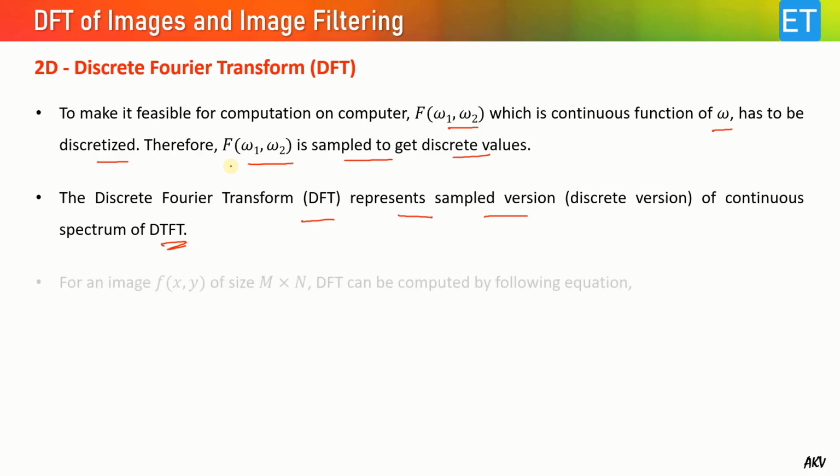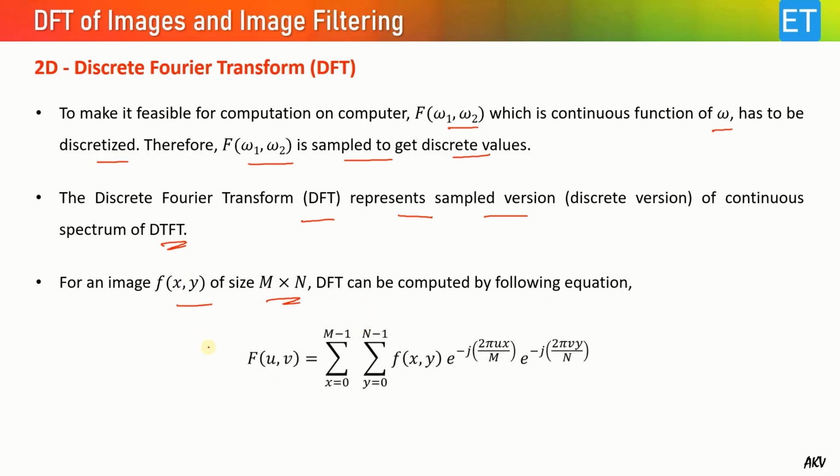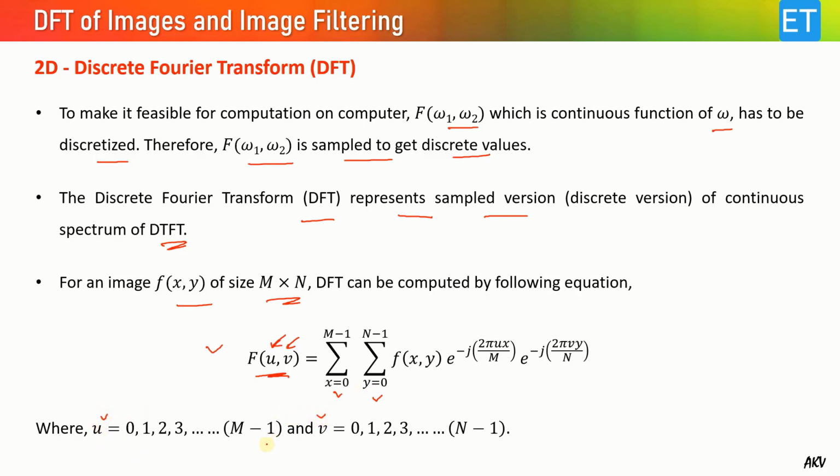Okay, so for an image f(x,y), which has the size, let's say M by N, the DFT can be computed by this equation. So F(u,v) is a spectrum. It is similar to F(ω1, ω2). Here we are using a different variable representation, u and v, instead of ω1 and ω2. And this equation is easy to implement in software. You can write 4 for loops, actually 2 for loops for x and y, and then 2 for loops for u and v.